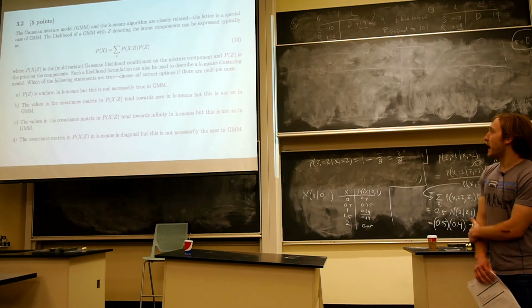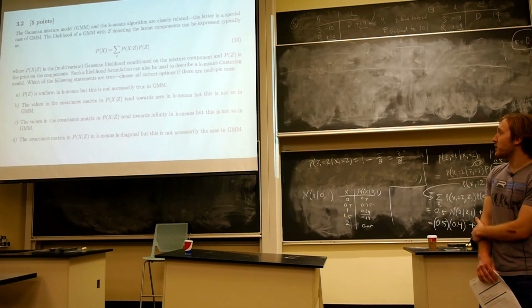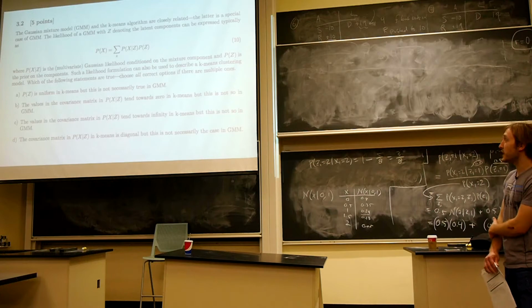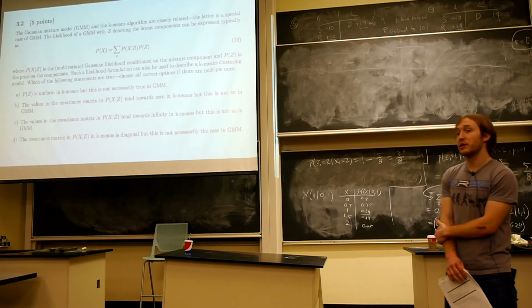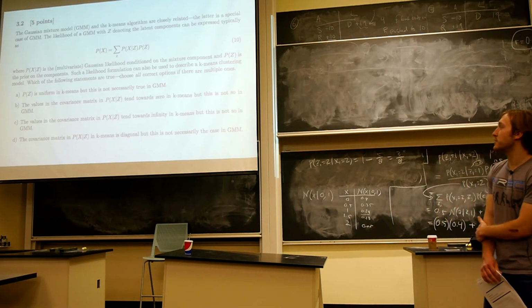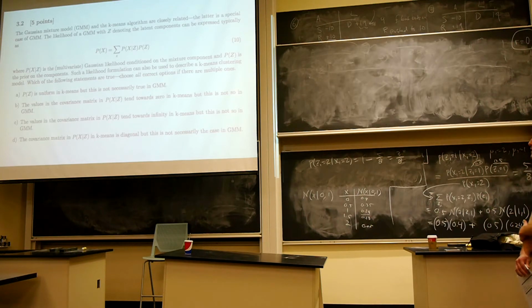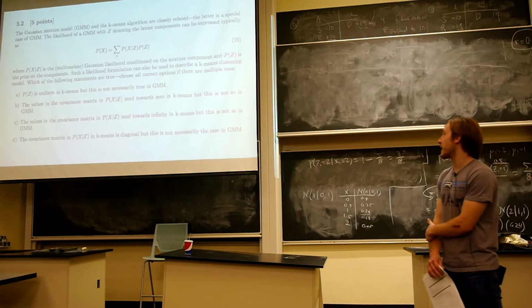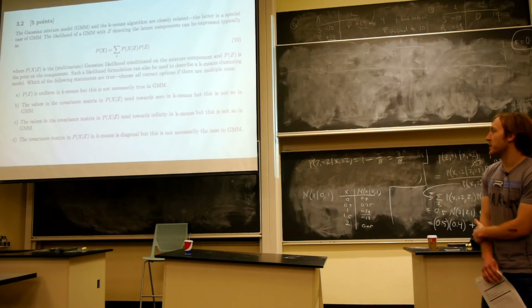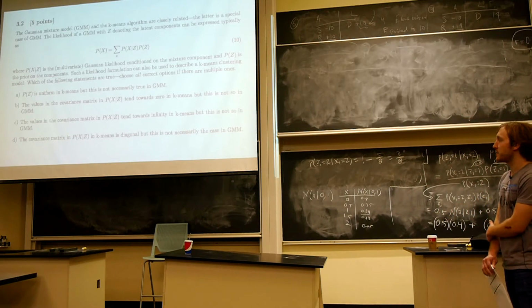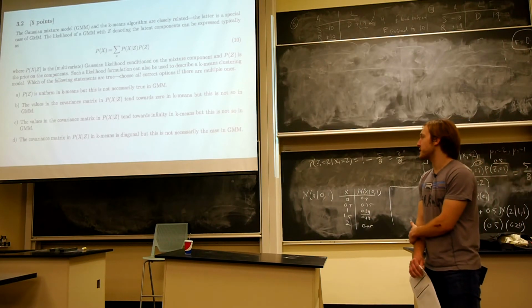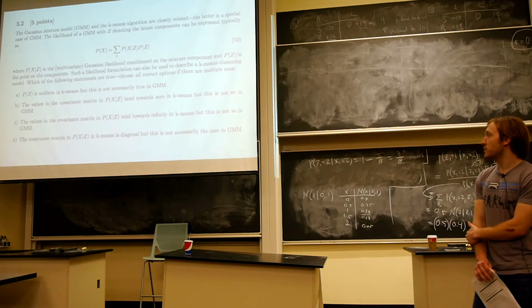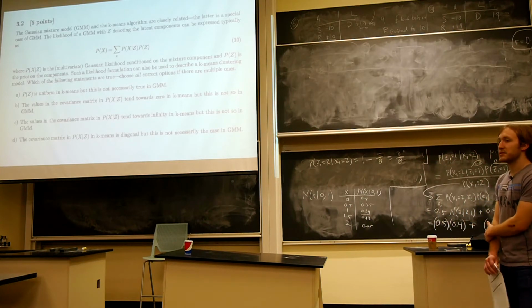Part B, the values in the covariance matrix in the likelihood probability of x given z tend towards 0 in k-means, but this is not so in a Gaussian mixture model. Part C, the values in the covariance matrix and probability of x given z tend toward infinity in k-means, but not true in Gaussian mixture model. And part D, the covariance matrix in the likelihood probability of x given z in k-means is diagonal, but this is not necessarily the case in Gaussian mixture model.